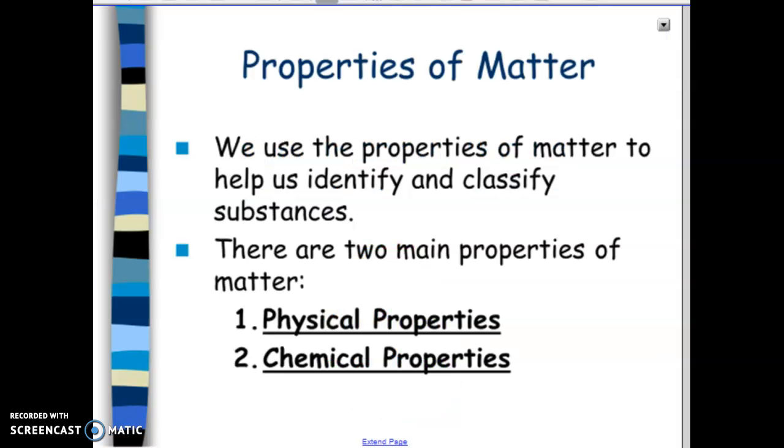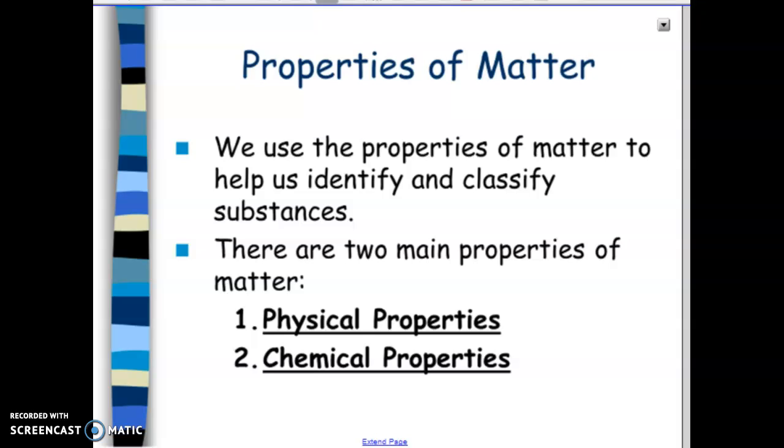We use properties of matter for a couple of things. First off, we use them to help identify what something is. It could be something very specific. For example, boiling point or melting point is a very specific property of matter that identifies something. Remember, it's something that is unique. Or it can be used in general to help classify substances. So knowing if something is a pure substance or a mixture, or whatever the case may be, these properties can help us define what type of matter we're looking at.